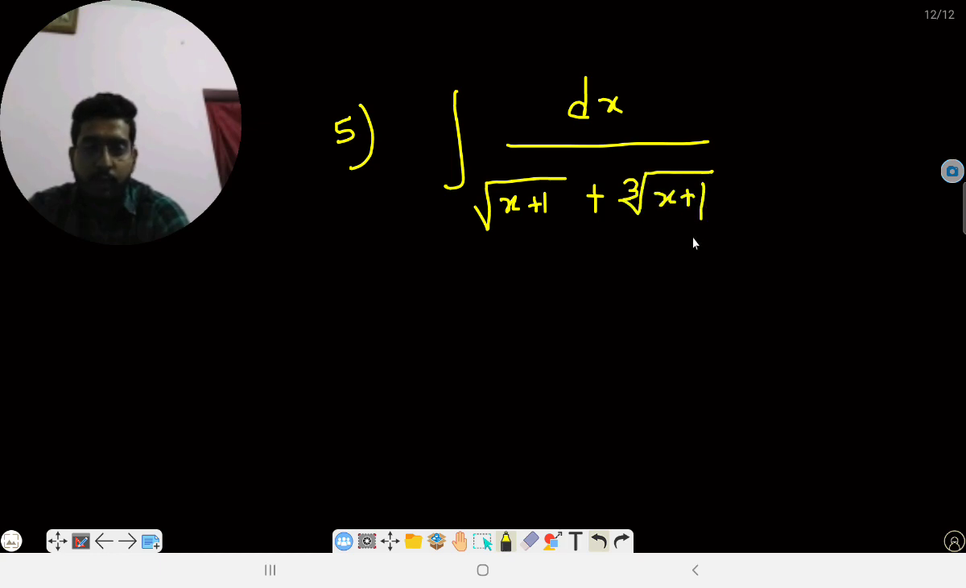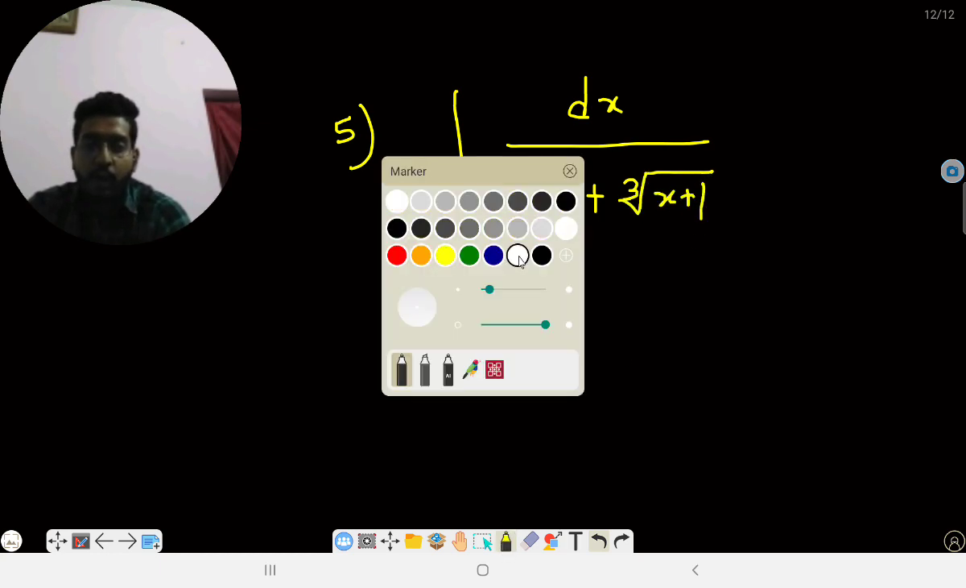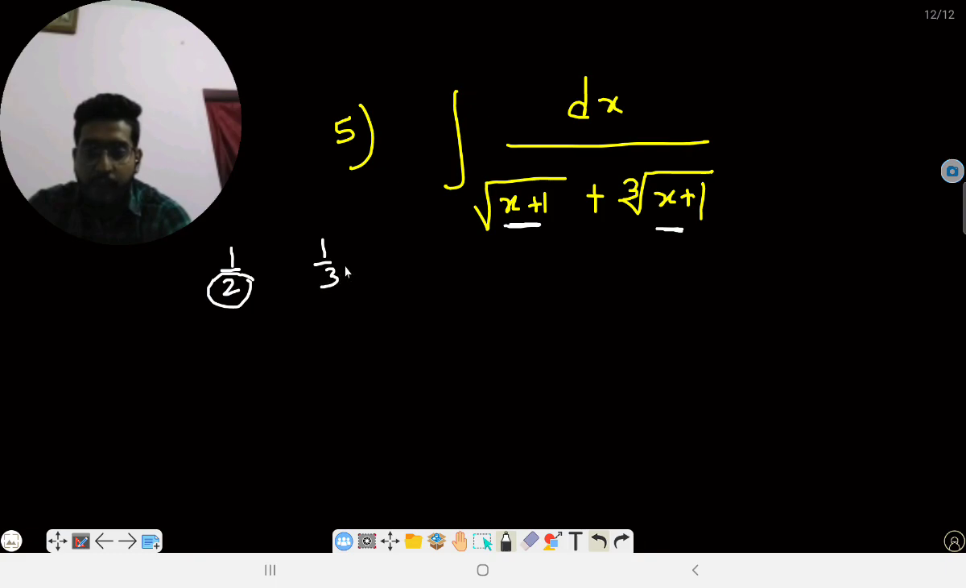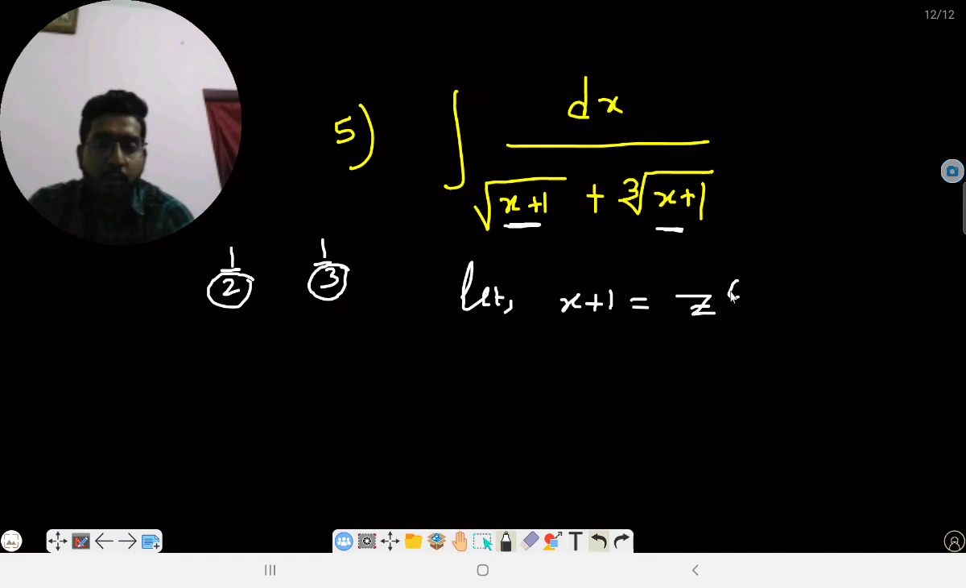Now question number 5, integration of dx by root over of x plus 1 plus cube root of x plus 1, this one. Now how to solve this integration? To solve this, first look at here, what is the power here? Power is here half, and here the power is 1 by 3. So here it is 2 and here it is 3. So what is the LCM of 2 and 3? The LCM of 2 and 3 is 6. That means we have to let x plus 1 equals z to the power 6.